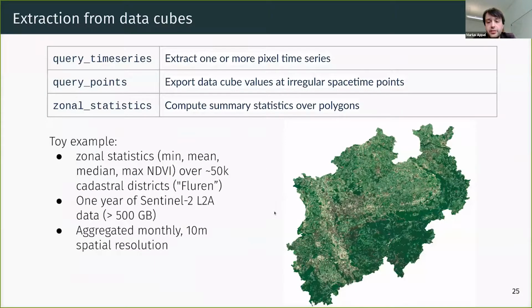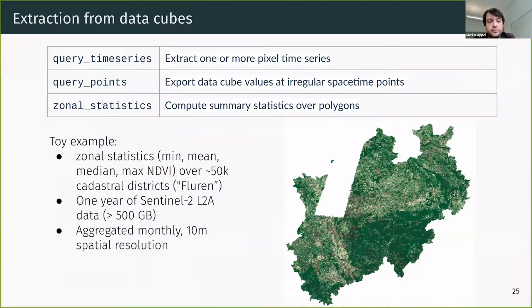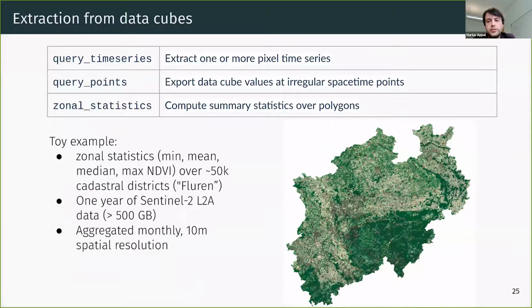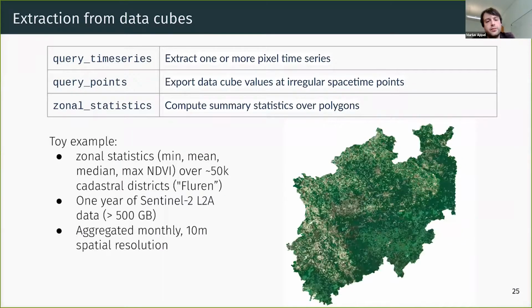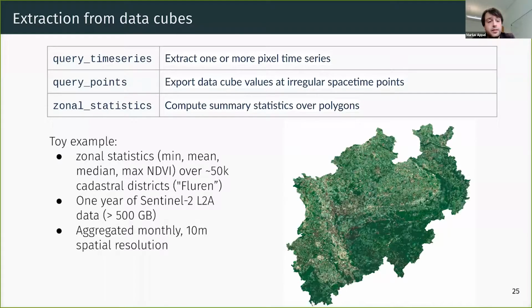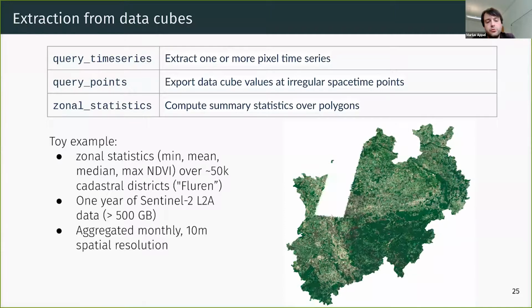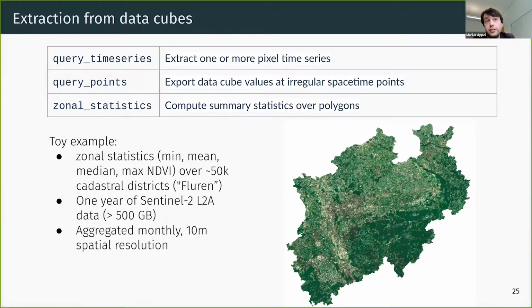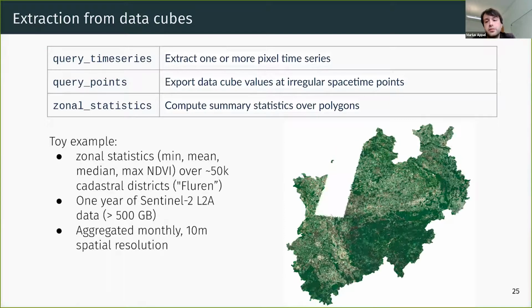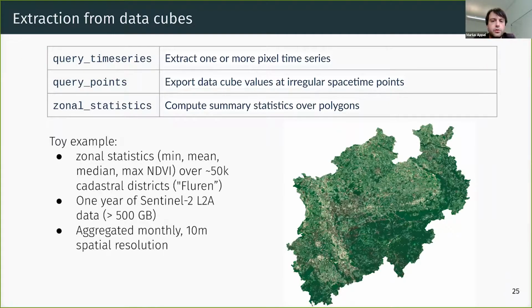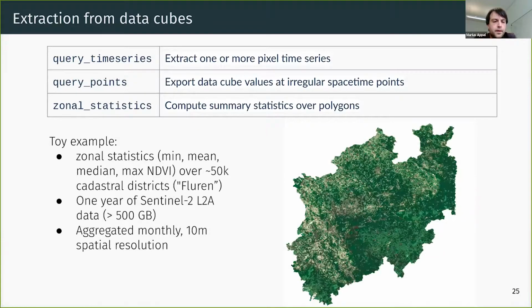To extract data from a data cube, there are a couple of functions available in the package. One is query time series, where you just give the coordinate of one point, one or more points actually, and then you get the time series as a result. Query points is a bit similar, but you also have the possibility to get the values at irregular space-time points. That is also pretty useful for generating training data sets for machine learning classification, for example. And then there's a zonal statistics function that computes summary statistics over polygons.